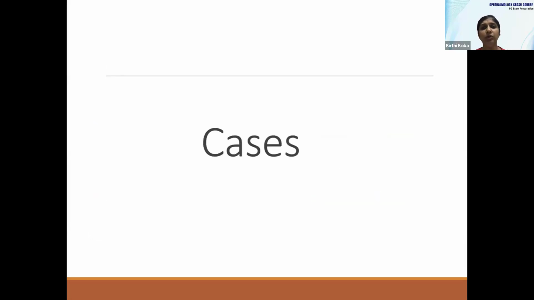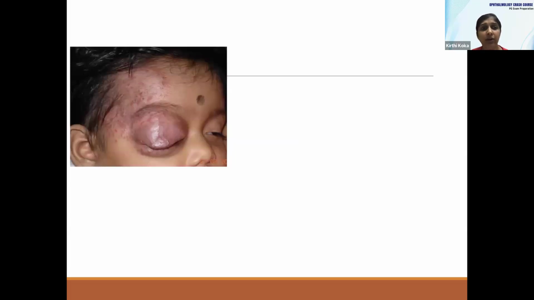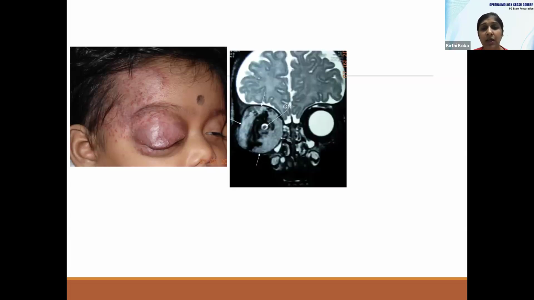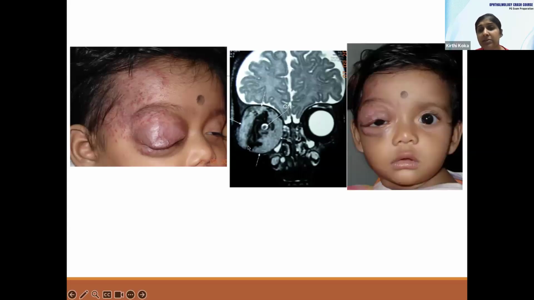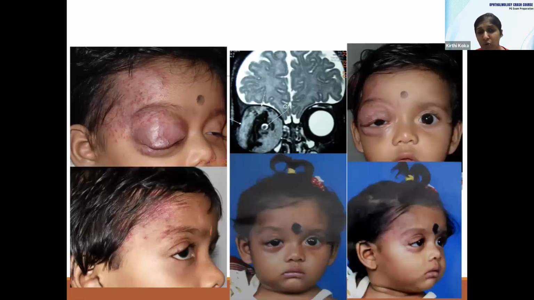Okay, so I'm just going to run through a few important cases that can be asked for you all. Here we have a child who has a lesion involving the forehead and the eyelid. You can see that it's red, dilated vessels are seen on the surface. This is how the imaging looks. You can see an ill-defined lesion involving the orbit. You can see multiple flow voids inside this lesion. Okay, and this is a child after taking treatment with oral propranolol.